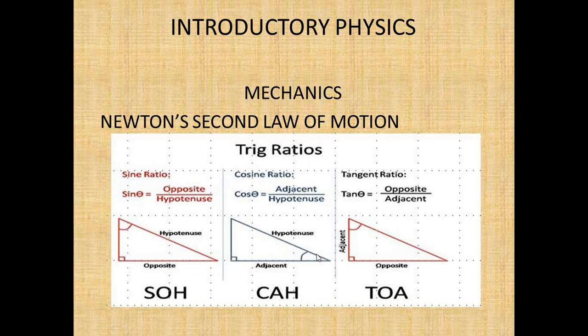And then if you're talking about this angle, this is the adjacent, this is the opposite, and this is the hypotenuse. So the cosine of an angle is equal to the adjacent over the hypotenuse. So that is CA. The tan of the angle, if you're talking about this angle, this again is the adjacent, this is the opposite, and this is the hypotenuse. The tan of this angle is the opposite over the adjacent.